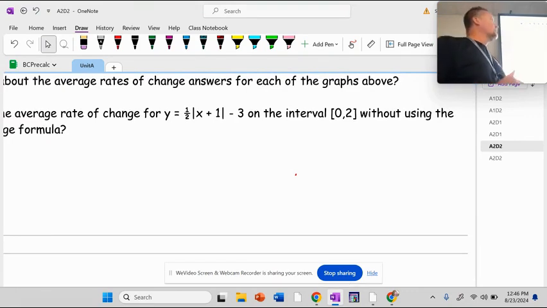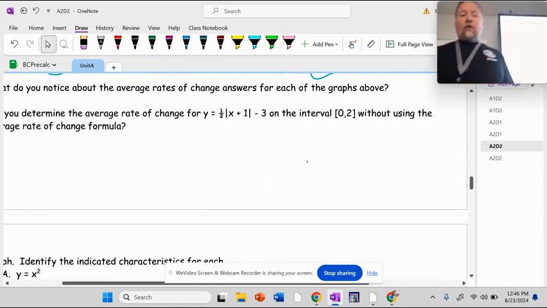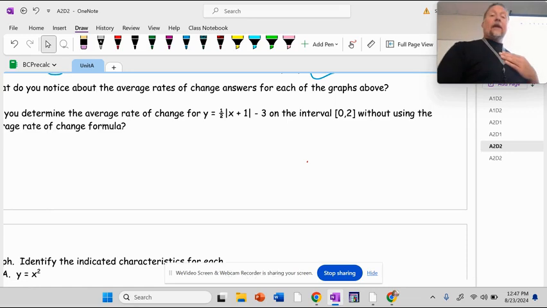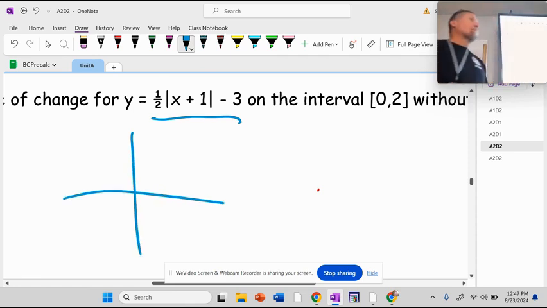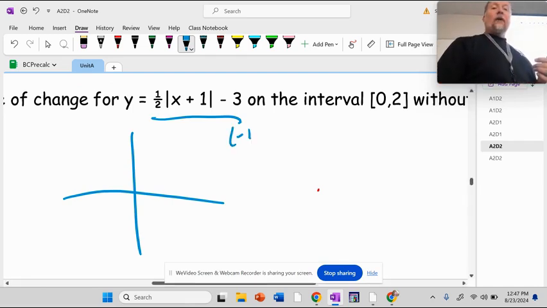Most are not either. Okay, and then just real quick on this one, can you determine the average rate of change for half blah blah on the interval 0 to 2 without using the average rate of change formula? By the way, where is the vertex of this located? What did I tell you to plug in first? What value for x? Negative 1. So the vertex is at negative 1, negative 3. So negative 1, negative 3 is where this thing starts.